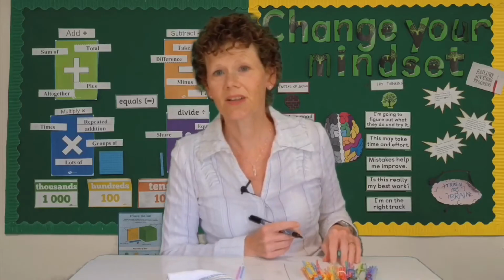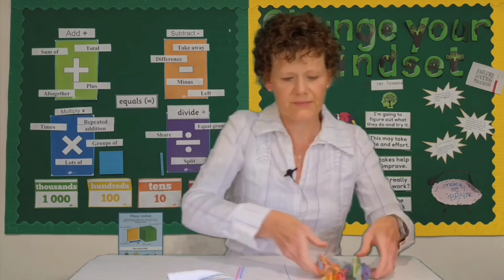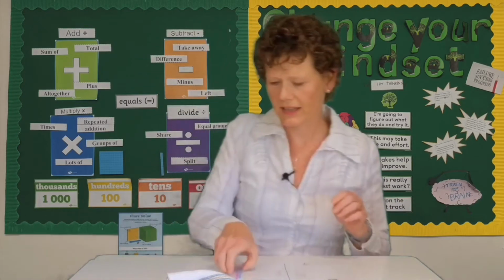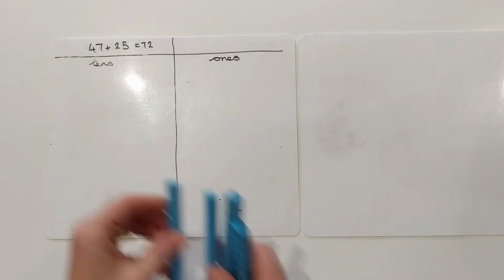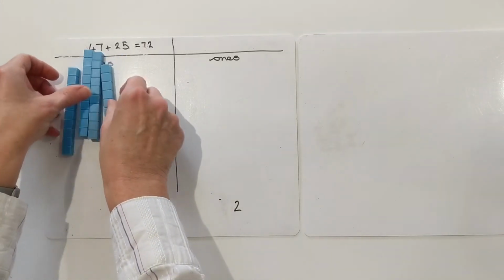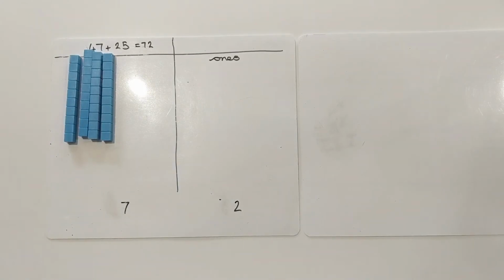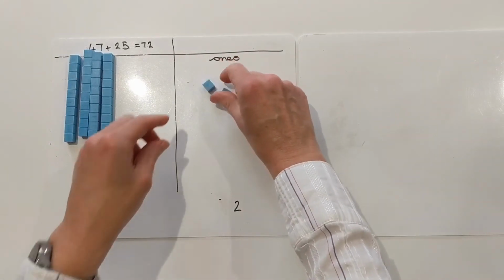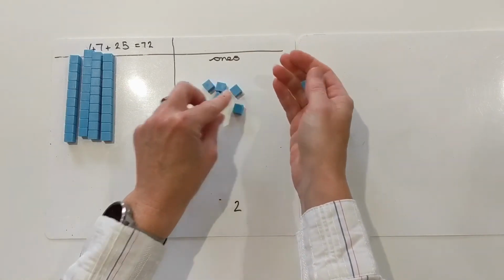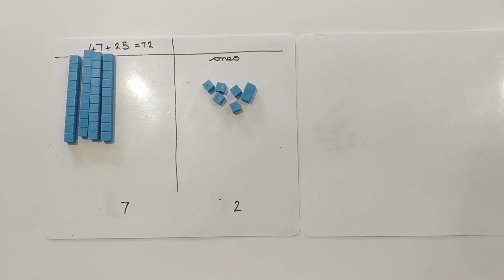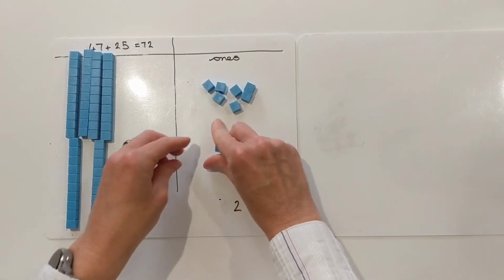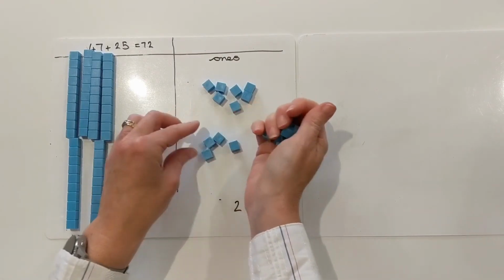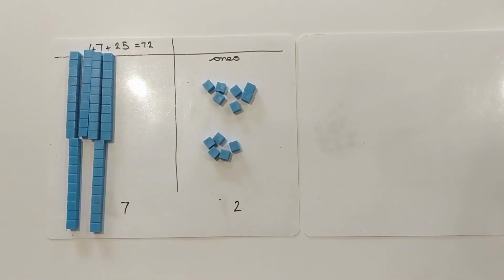So let's have a look at that with dienes. Put the straws back, new calculation. Make our numbers again. I've got 4 tens and 7 ones. 1 2 3 4 5 6 7. I've then got 2 tens and 5 ones. 1 2 3 4 5. My number is 25. I'm now going to add these together.